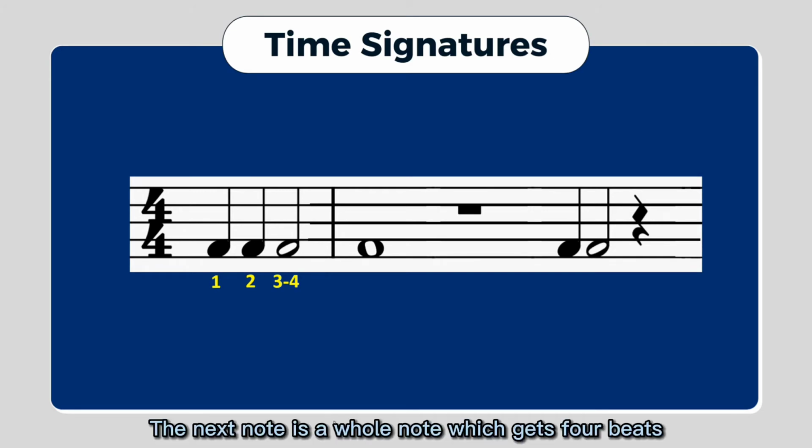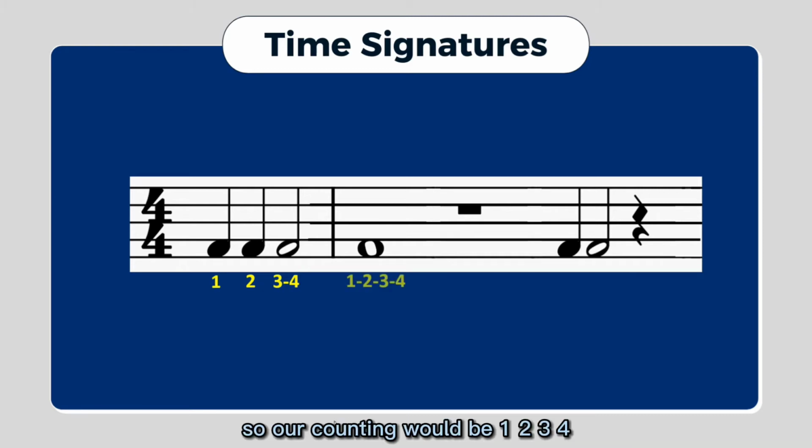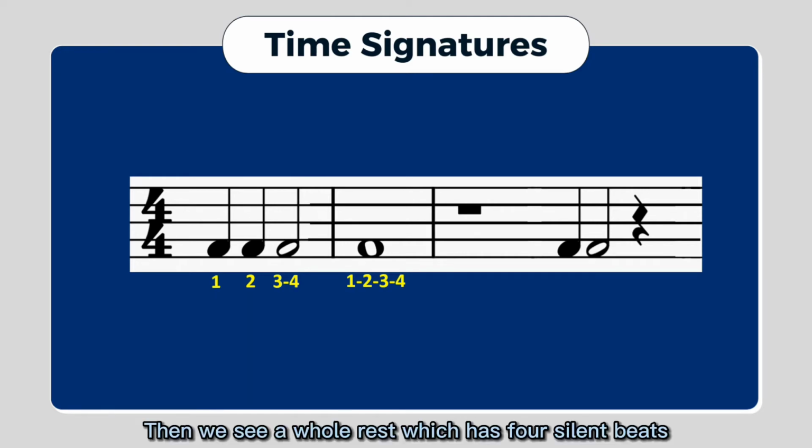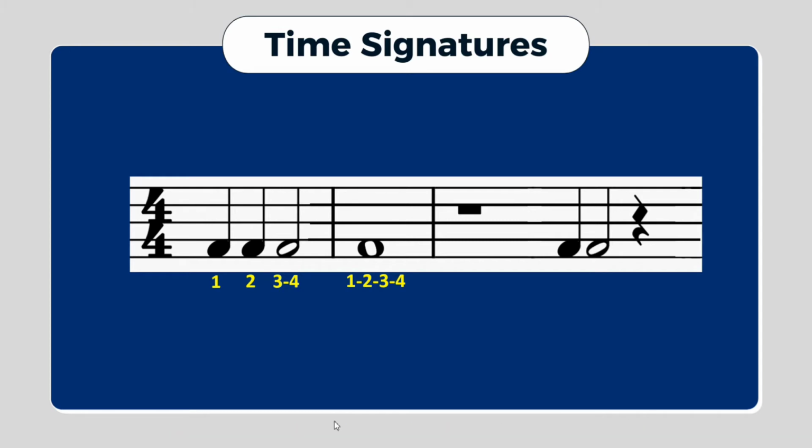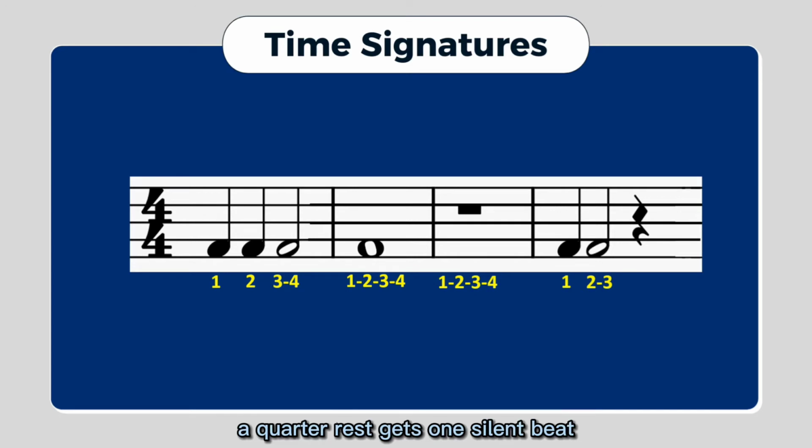The next note is a whole note, which gets 4 beats, so our counting would be 1, 2, 3, 4, bar line. Then we see a whole rest, which has 4 silent beats. Even though it's a rest, we still count them as a beat. So we count 1, 2, 3, 4, bar line. Then 1, 2, 3, a quarter rest gets 1 silent beat, so the counting would be 4, bar line.